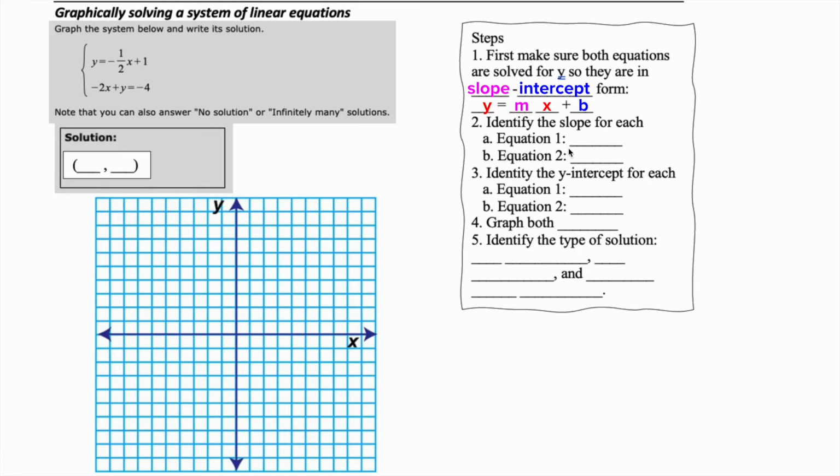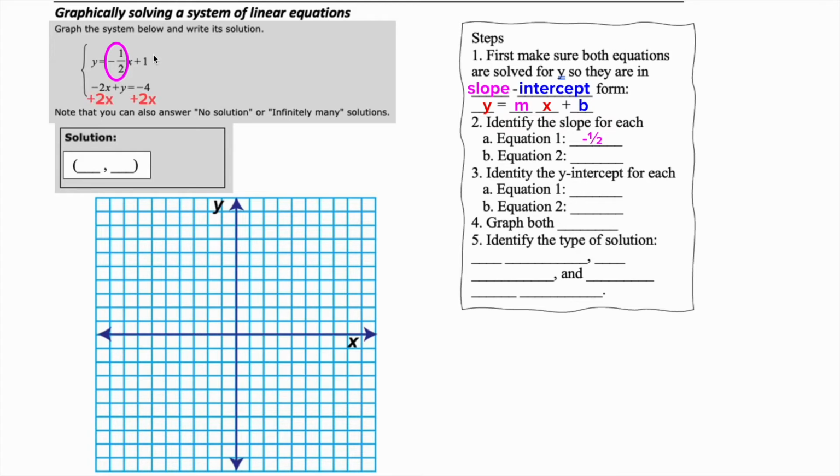All right, so we're going to identify the slope for each. For equation number 1, that's pretty easy. It's already in y equals mx plus b form. So there's my slope next to my x. Slope is always next to x. So my slope is negative 1/2.